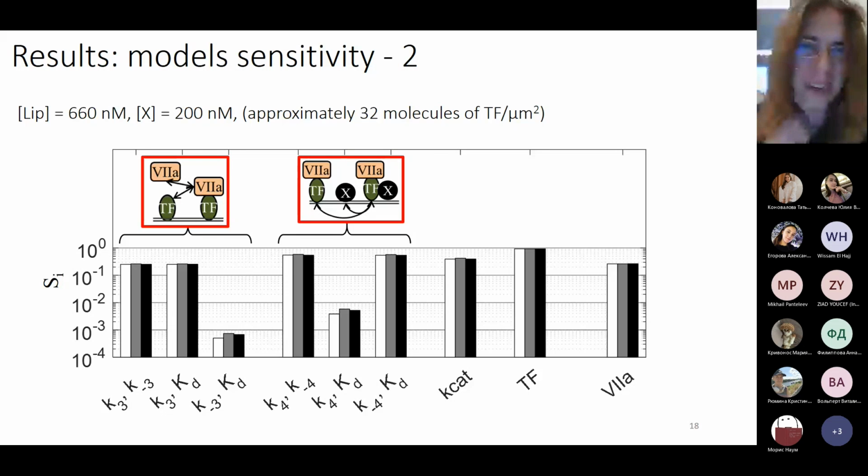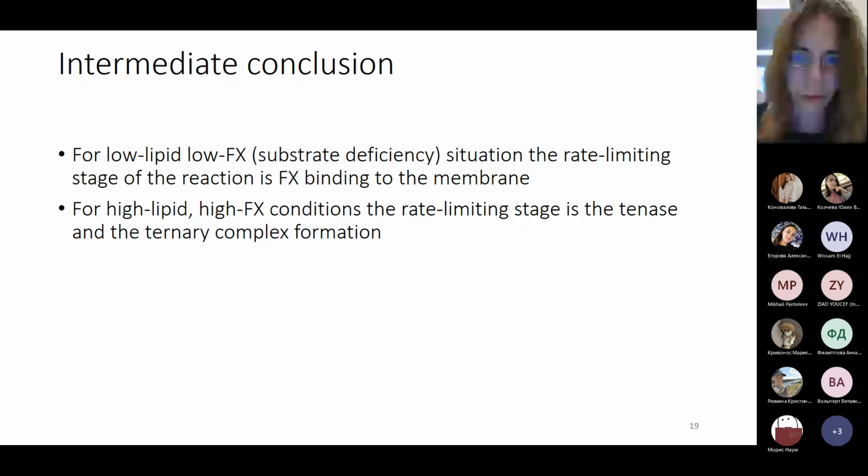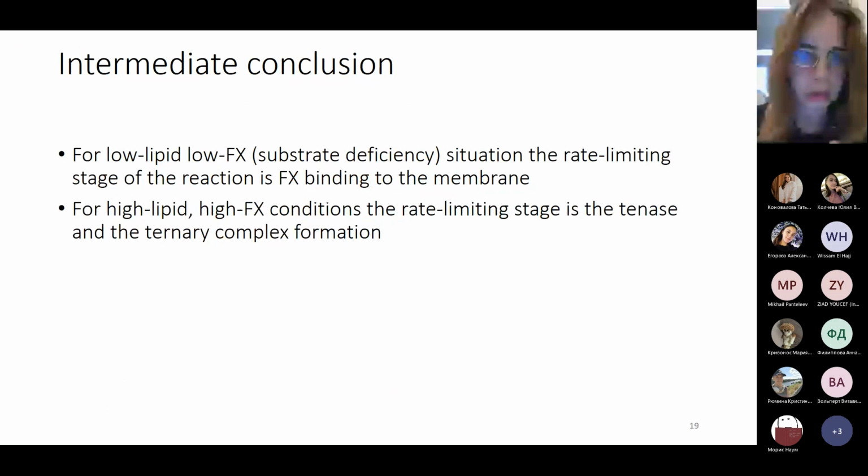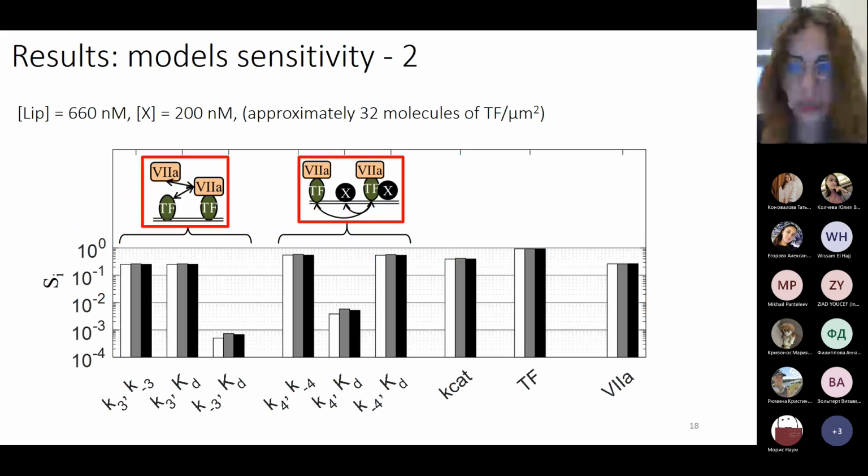Please continue. Okay, so the intermediate conclusion is that in different conditions there are different rate limiting stages for these reactions, because reactions are more sensitive to variations of different parameters. So reactions which are represented by those parameters are the rate limiting stages of this reaction. And those rate limiting stages are different for low lipid, low factor 10, and high lipid, high factor 10 concentrations. For example, in the second case, diffusion is not limiting at all, and we have only parameters for tenase formation. These are kinetic parameters, the concentrations of factor 10 and factor 7 active, and ternary complex formation.